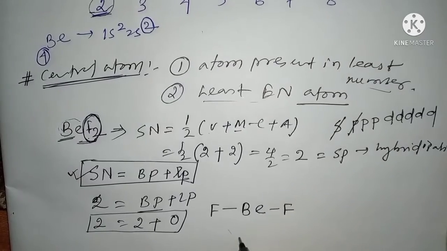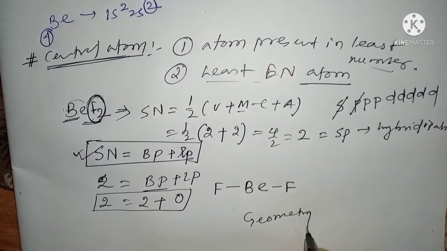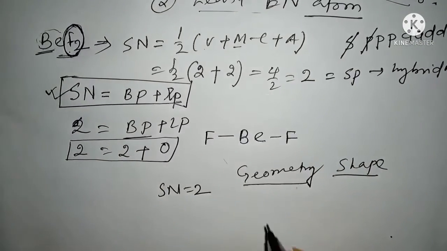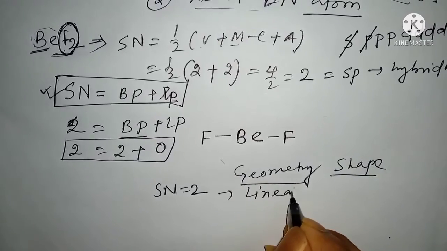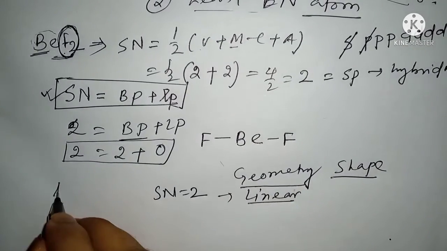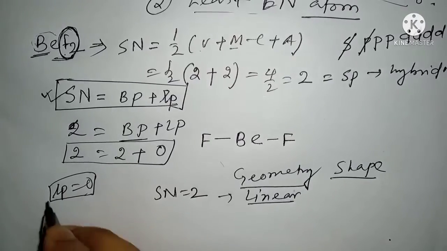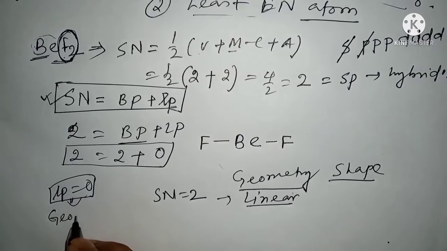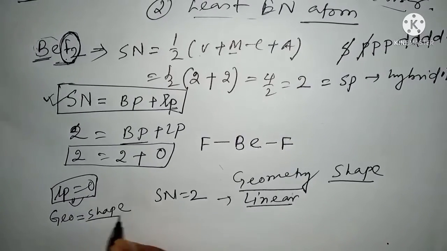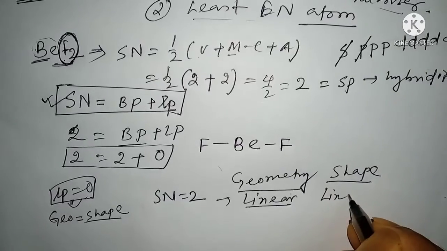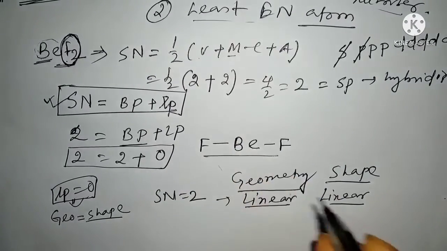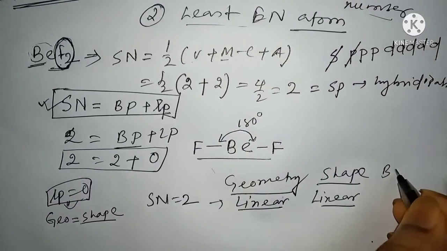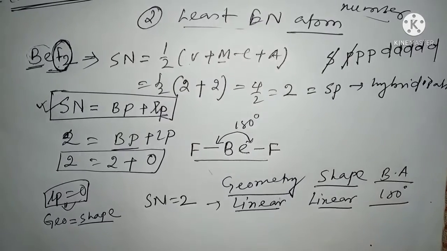Now geometry and shape. For steric number equal to 2, the geometry is linear, and there is no lone pair; lone pair is equal to 0. In case of lone pair equal to 0, geometry and shape are equal. So geometry is linear and shape is also linear. This is the linear structure, and the bond angle is 180 degrees. So remember all these things.